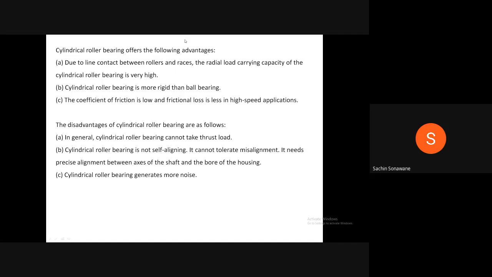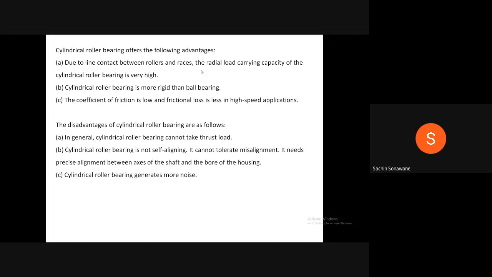Cylindrical roller bearings offer the following advantages. First, due to line contact between rollers and races, the radial load carrying capacity of the cylindrical roller bearing is very high. Cylindrical roller bearing is more rigid than ball bearing. The coefficient of friction is low and friction loss is less in high speed applications.